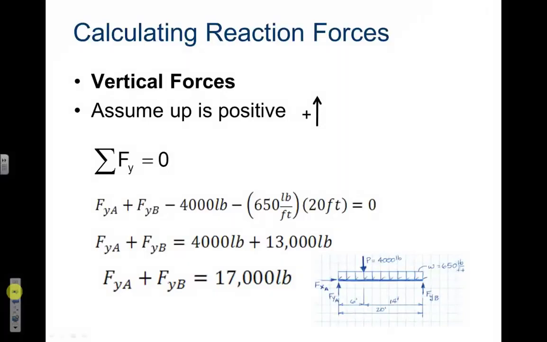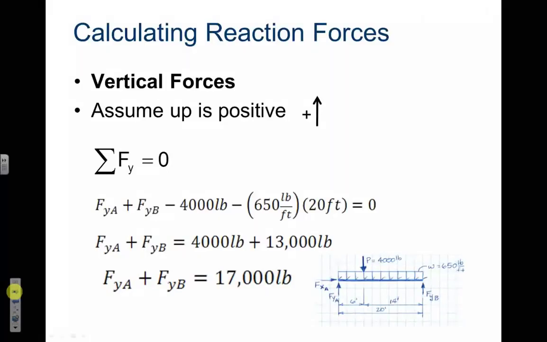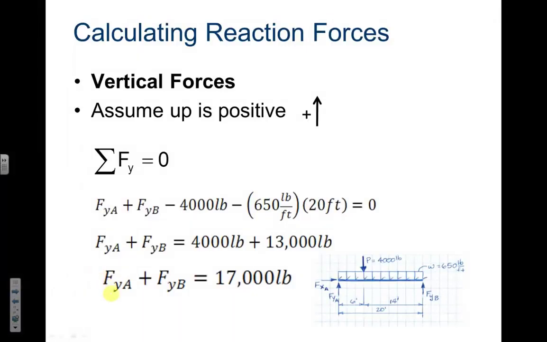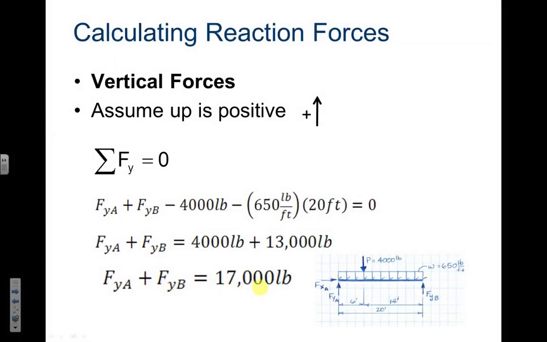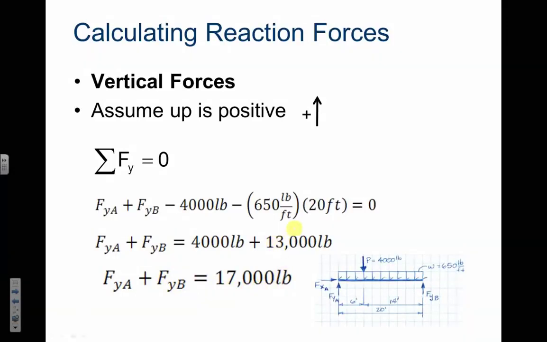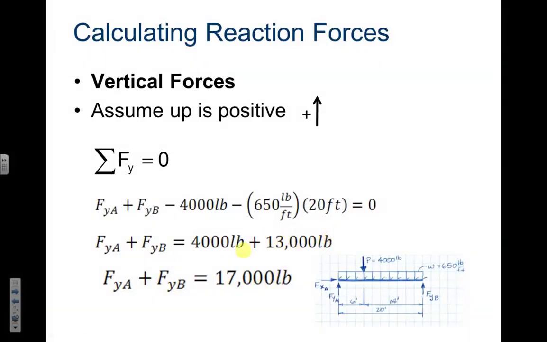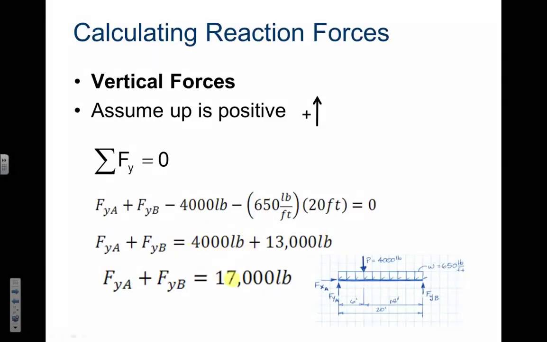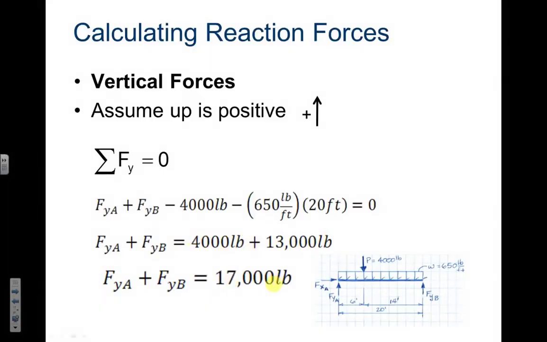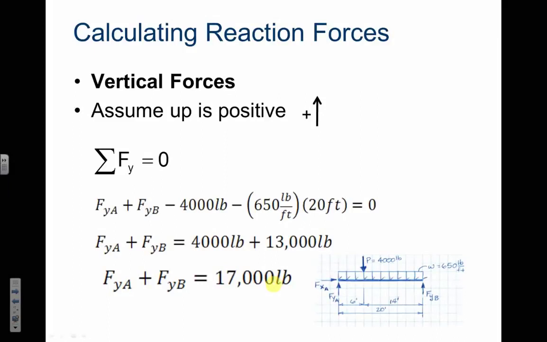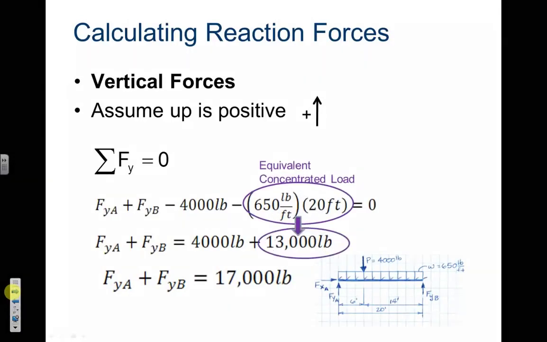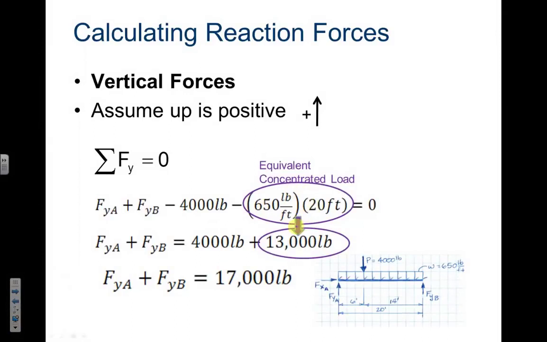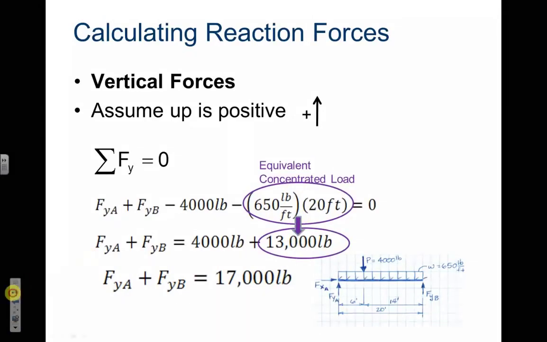They went about this a little bit differently, but it's the same principle. They said that FYA plus FYB must equal 17,000. Well, that makes sense because the 13,000 pound load and our 4,000 pound load equals 17,000. Newton's third law, whatever's pushing down has to be pushing back up. Again, there's our concentrated load turned into a point load.